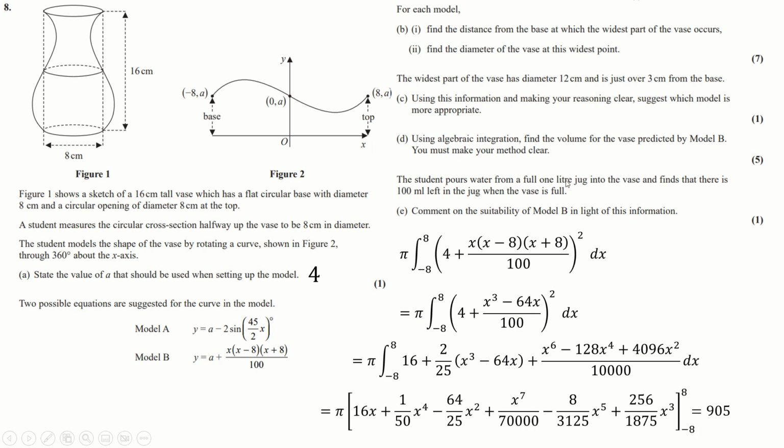Student pours 1000 milliliters, 1 litre, 1,000 milliliters into a vase and finds there is 100 milliliters left. Now that's very close to how much there should be. There should be 95 left, so he's only 5 milliliters out. So it seems like quite a good model.